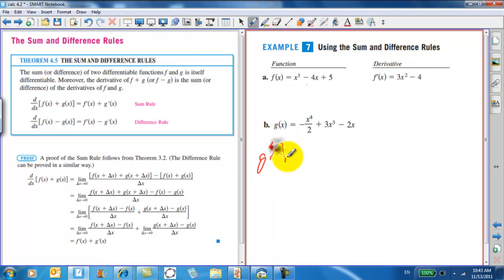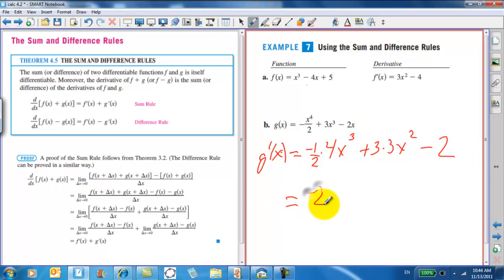G prime then. We can take the derivative of this part, so we have a negative half coefficient that just comes along for the ride. Derivative of x to the 4th is 4x to the 3. Here 3x cubed, we bring the constant multiplier along for the ride, and x cubed becomes 3x to the 2, minus the derivative of 2x is just 2. So we get negative 2x cubed plus 9x squared minus 2.